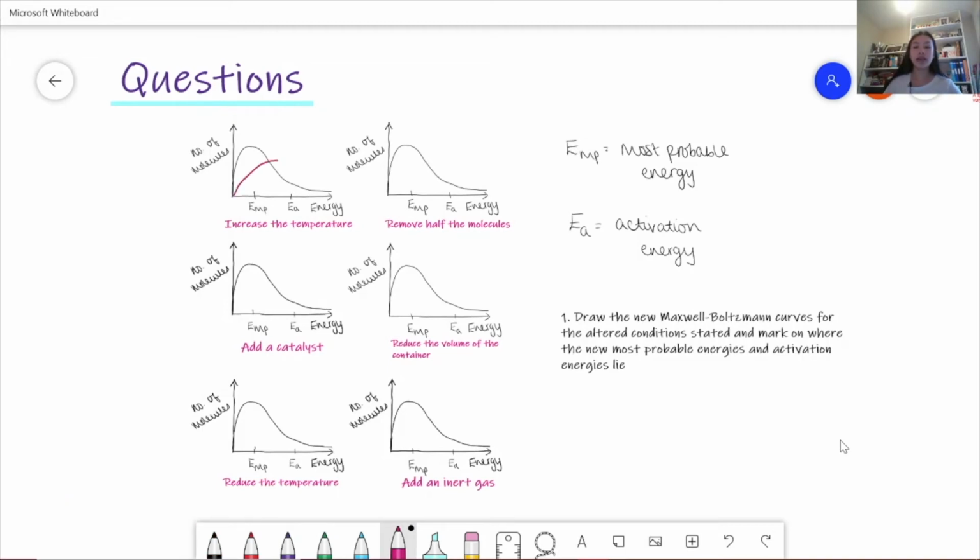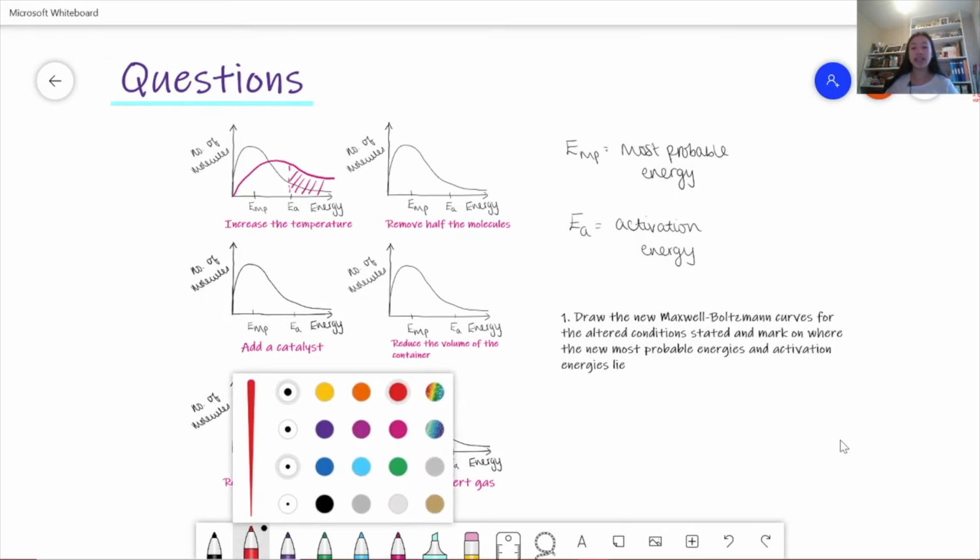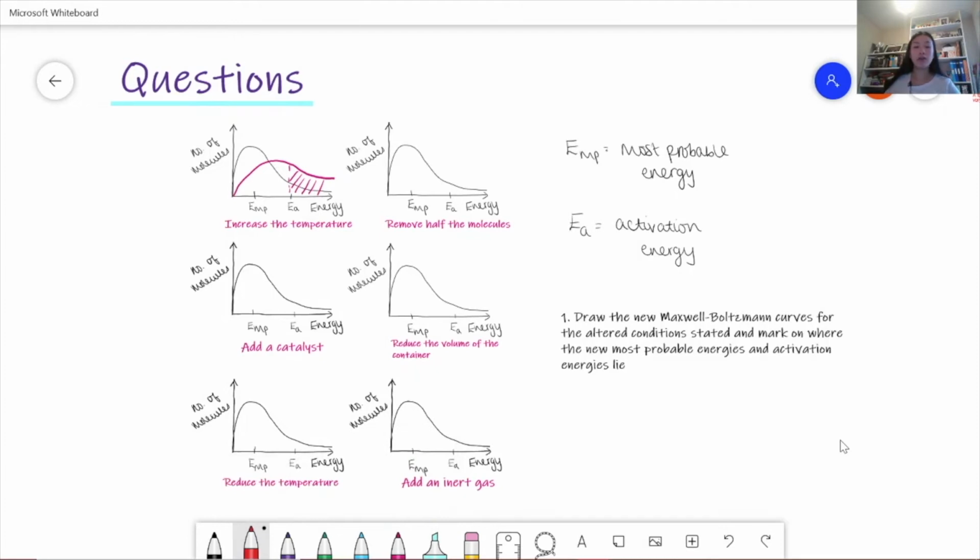So what happens with the graph is that more of them possess the activation energy, and so the graph would look something like this, where this area, because the activation energy hasn't changed, the value of it hasn't changed, and we've just changed this area here, so more of the particles have the activation energy. And also it's important to remember that the two areas underneath the graphs of the normal one and increased temperature graph are the same because we haven't altered the number of molecules. And so the activation energy has stayed the same, and the most probable energy has now increased to about here.